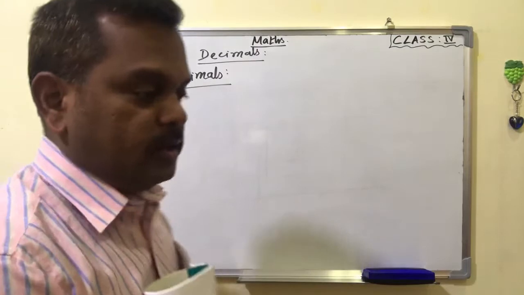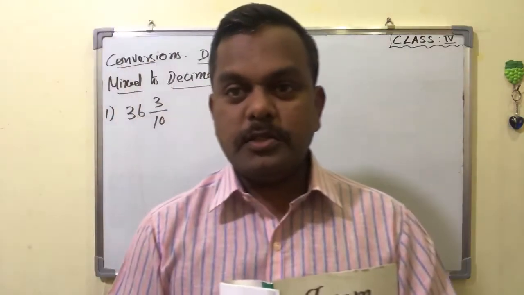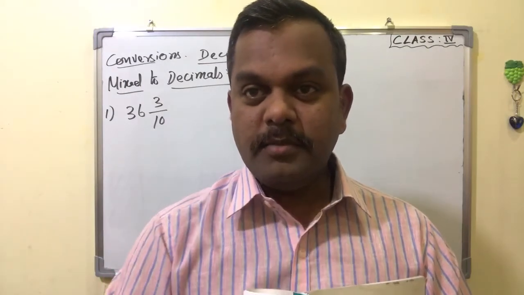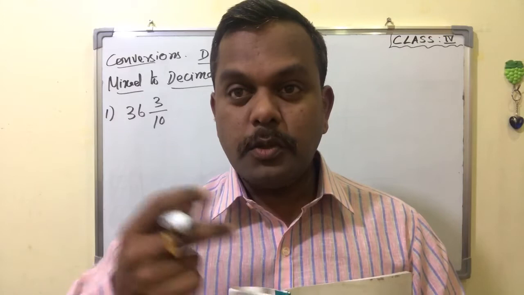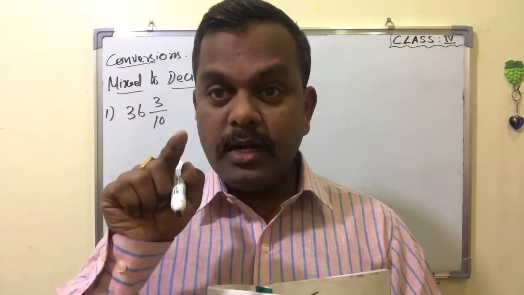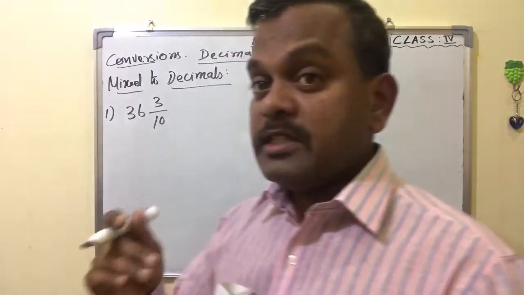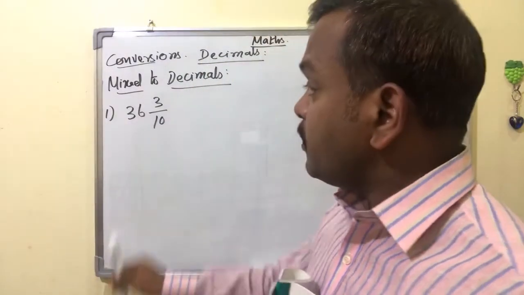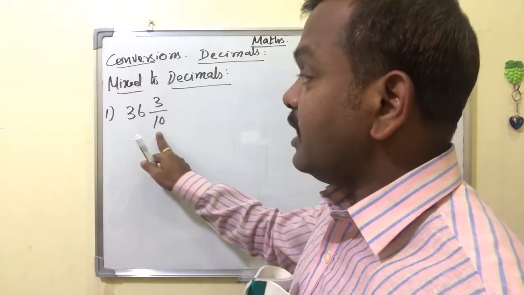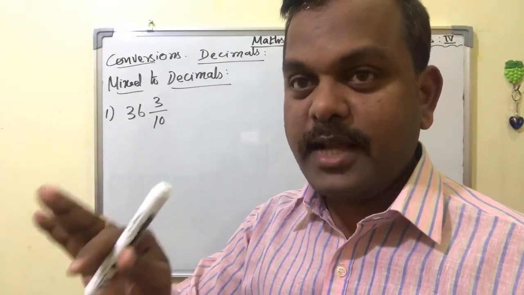As I told already, a decimal number means there are two parts. One is the whole number, the other one is the decimal part. In between the whole number and the decimal part, the decimal point will come. Here also, look, this is a mixed number. A mixed number also has one whole number and the other one is a fractional number.